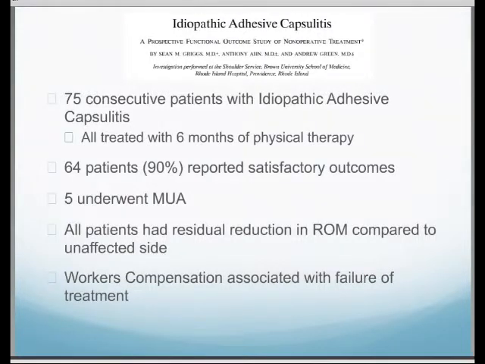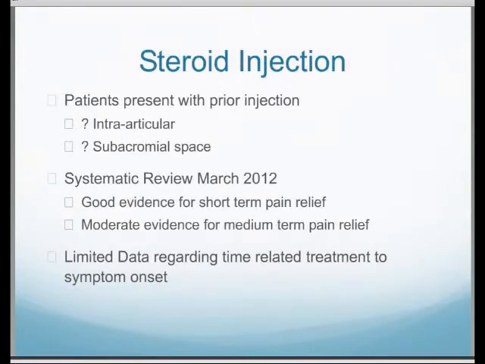Steroid injections are interesting to study because a lot of these patients who present to surgeons doing trials have already been seen by their GP, and a lot of the papers find that people have had prior injection of steroids, and it can be hard to distinguish whether it was subacromial or intra-articular. There's a systematic review published in March of 2012 that unfortunately was unable to do a systematic analysis of all the papers because the quality of the papers wasn't good enough.